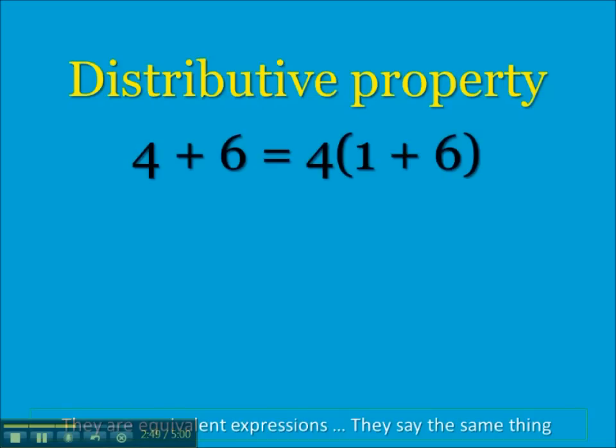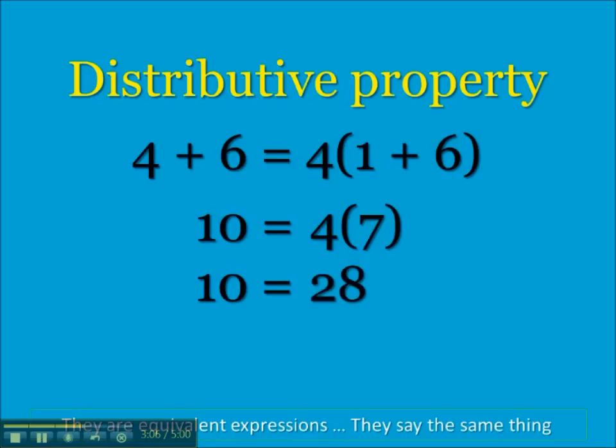What about 4 plus 6? Does that equal 4 times 1 plus 6? Let's see. Well, 4 plus 6 is 10. Over here on the other side, 1 plus 6 is 7. 4 times 7 is 28. So no, they are not equivalent expressions.